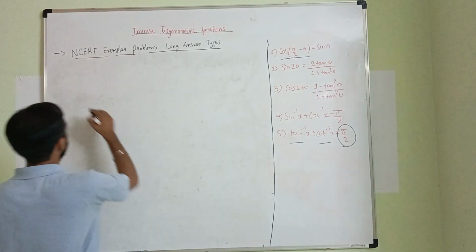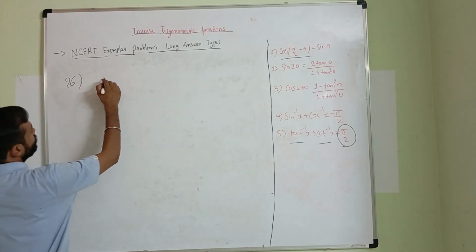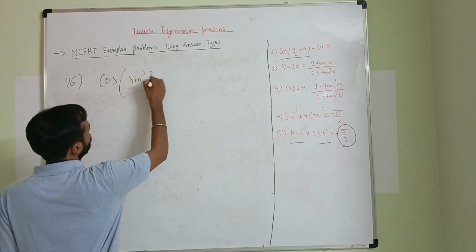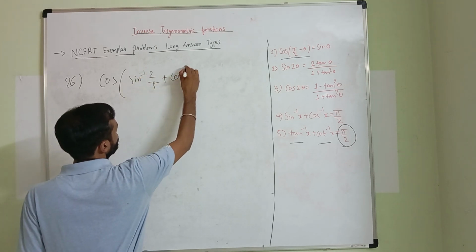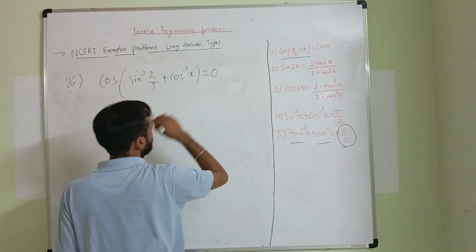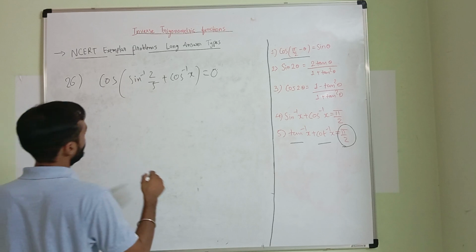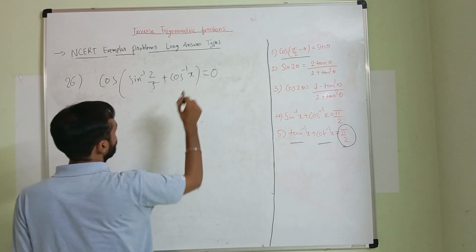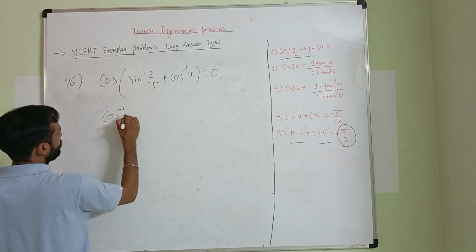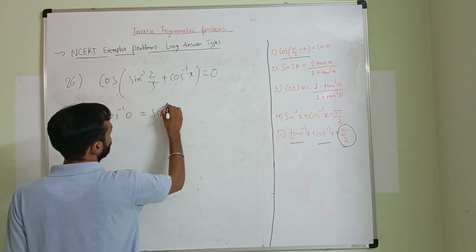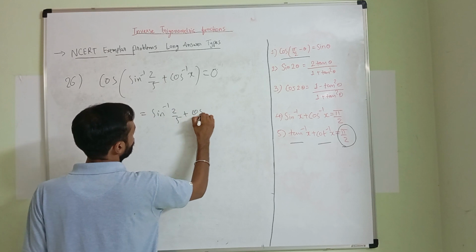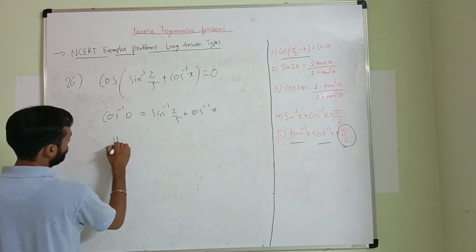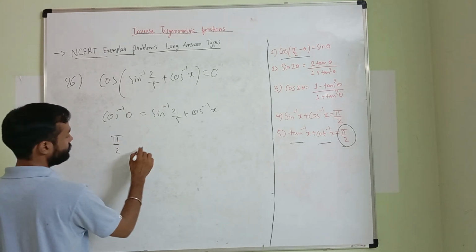Example number 26. Here we have to find the value of x, and given is cos of sine inverse of 2 by 5 plus cos inverse of x is equal to 0. First of all we will put the cos on the right hand side. So we will get cos inverse of 0 is equal to sine inverse of 2 by 5 plus cos inverse of x. Now cos inverse of 0 will be pi by 2, because cos pi by 2 is 0.